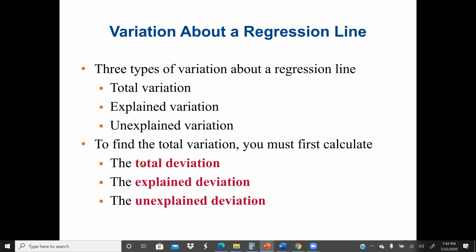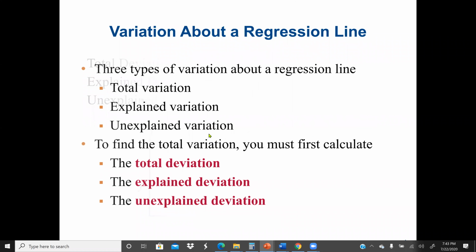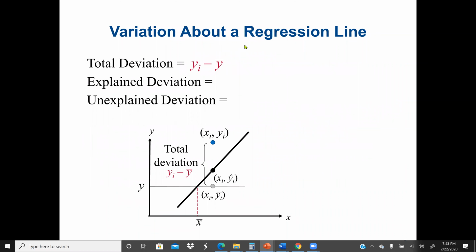Now, to find the total variation, we must first calculate the total deviation. Then we find the explained deviation, then unexplained deviation. Again, we will go through what is a deviation and what is a variation. So first we're going to find the total deviation. As we said earlier, in order to find the variation, we need to find the deviation.